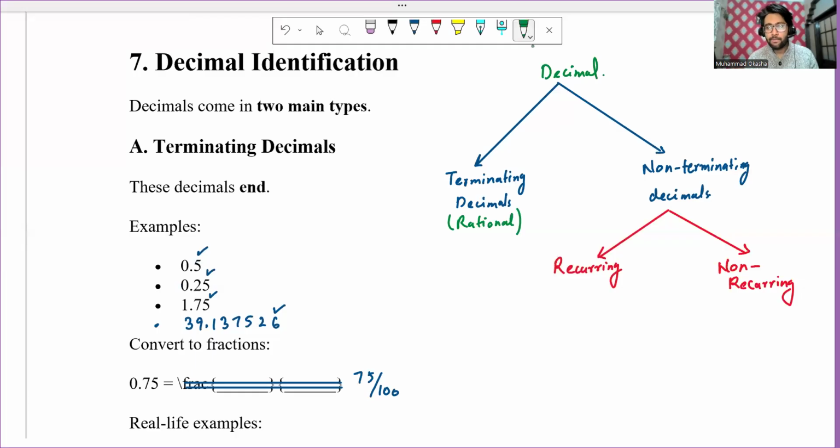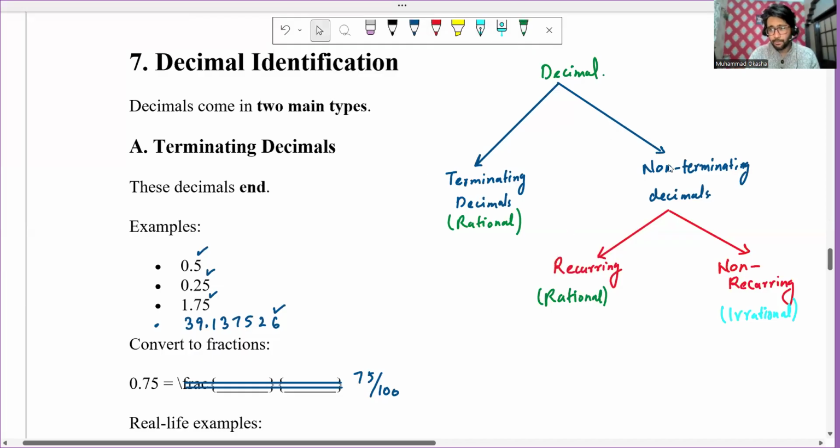What if it's a non-terminating decimal? It doesn't stop at any point. If it's a recurring decimal, it'll be a rational. But if it's non-terminating and it's also non-recurring, that's where we have an irrational number. I'll explain this in a while, but this diagram is super important. I would recommend remembering this diagram.